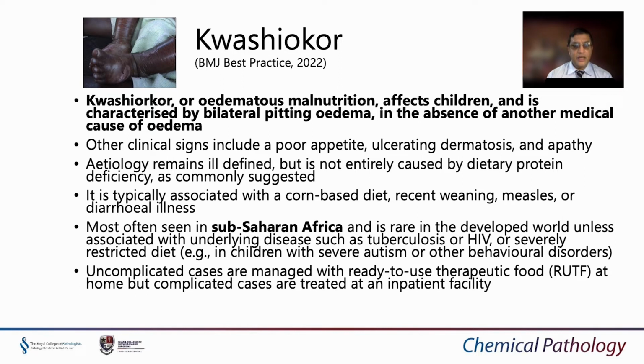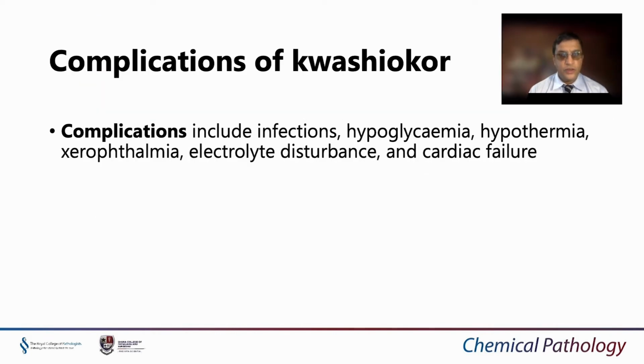It can also occur where the children are restricted with adequate nutrition. In uncomplicated cases, the child can be managed as an outpatient with ready-to-use therapeutic food. However, inpatient admission is required for very ill patients, where their nutritional needs then can be better catered to. The complications of Kwashiorkor include infections, for example TB and HIV, hypoglycemia, hypothermia, xerophthalmia, electrolyte disturbances, and cardiac failure.